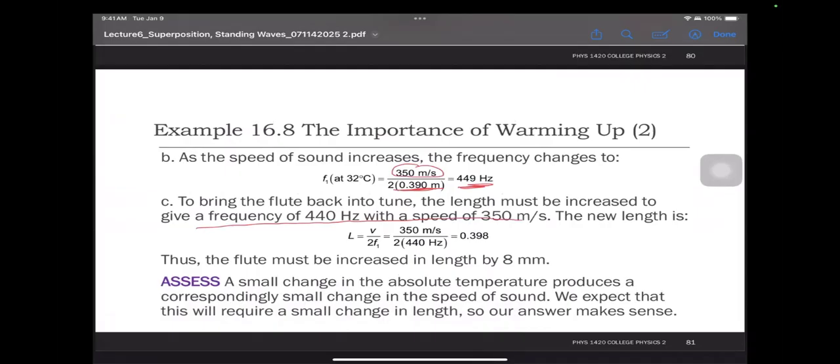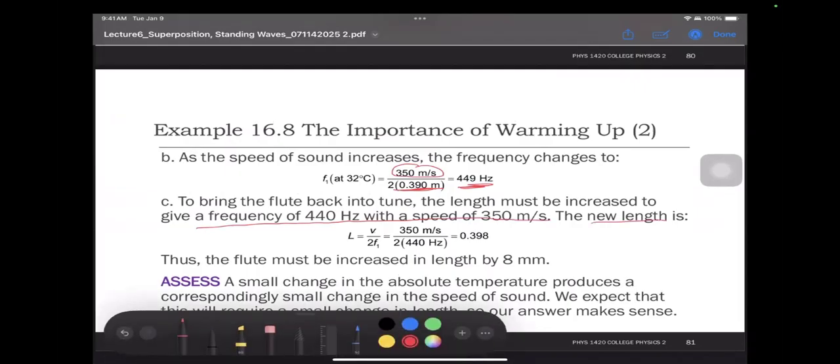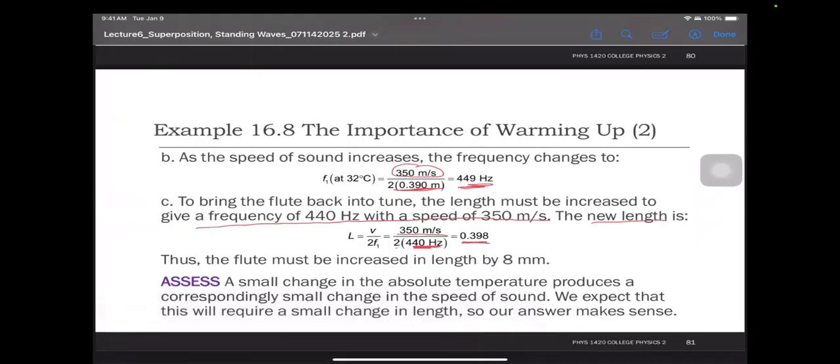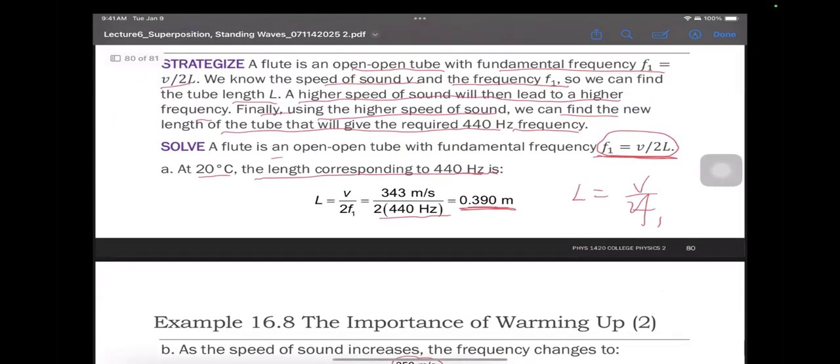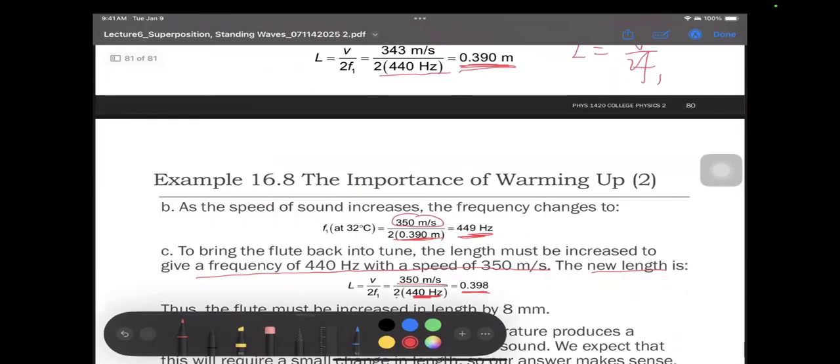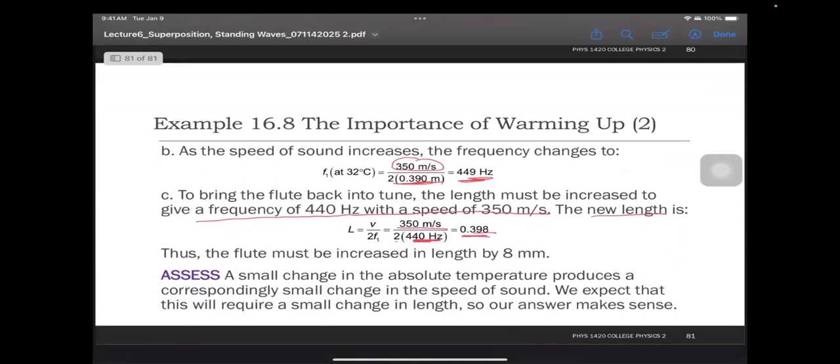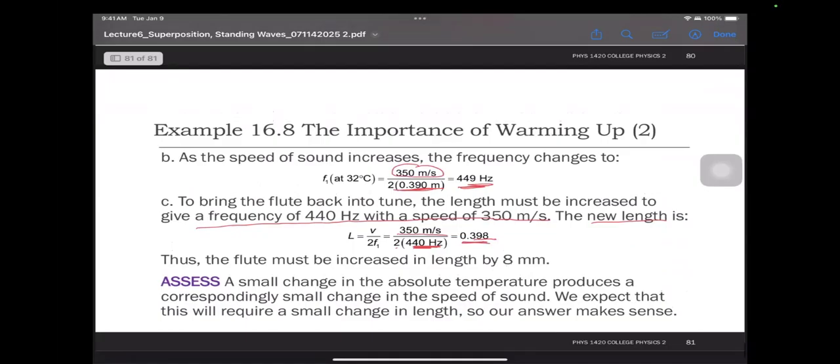And to bring the flute back to tune, the length must be increased to give a frequency of this one with the speed of this one. The new length is, you can see, the frequency should be kept at this one, and this is the velocity, and we can get the new length. You can see this one and this one is quite similar. The flute must be increased in length by 8 millimeters. A small change in the absolute temperature produces a correspondingly small change in the speed of sound. We expect that this will require a small change in length, so our answer makes sense. Does it make sense to you?